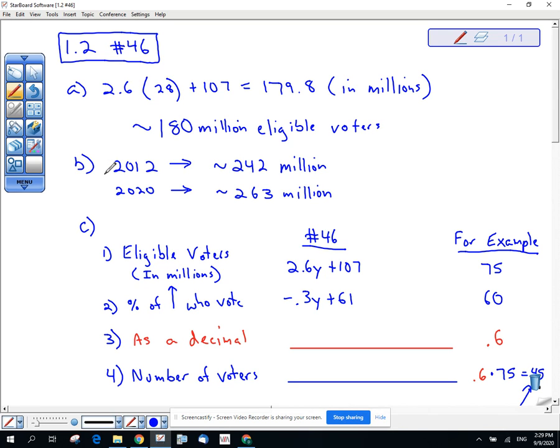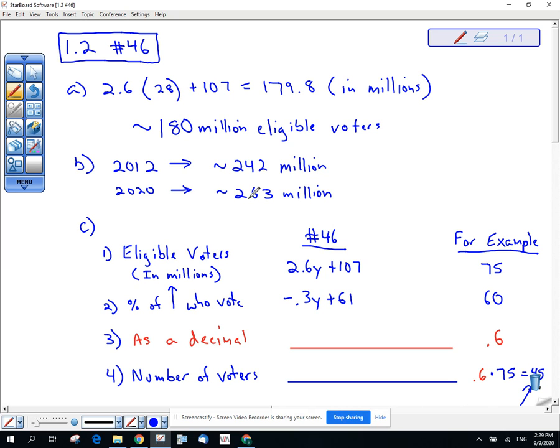Okay. 2012 would be 52 years after 1960. Read the whole problem and you'll understand why I'm using those numbers. And you plug in 52, same thing, and you'll get about 242 million. If you plug in 60, because 2020 is 60 years after 1960, you'll get about 263 million.